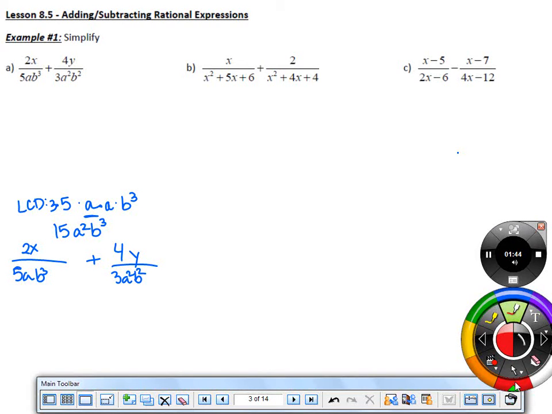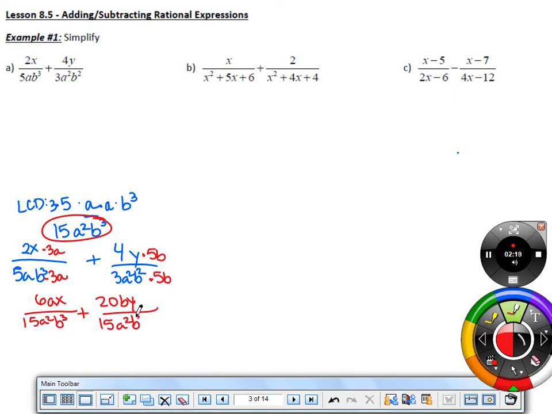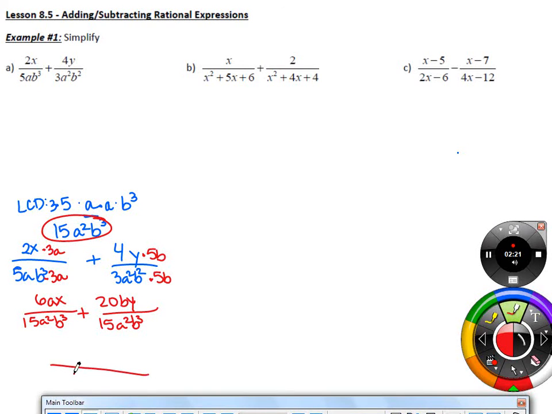So to make 5ab cubed into this common denominator of 15a squared b cubed, this needs to be multiplied by 3a. So I'm going to do the same thing in the numerator. And to make 3a squared b squared into 15a squared b cubed, I need to multiply by 5b. And I'm going to do that here as well. So I'm going to have 6ax over 15a squared b cubed plus 20by over 15a squared b cubed. So this has one denominator now because it's common, so I can write the entire expression over one denominator.